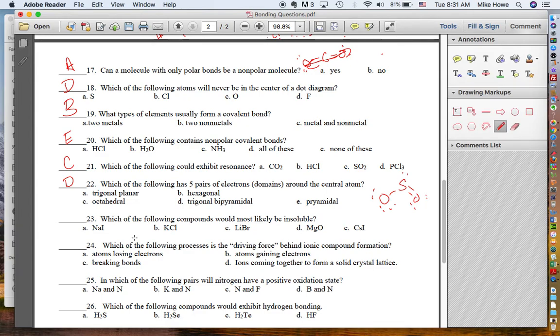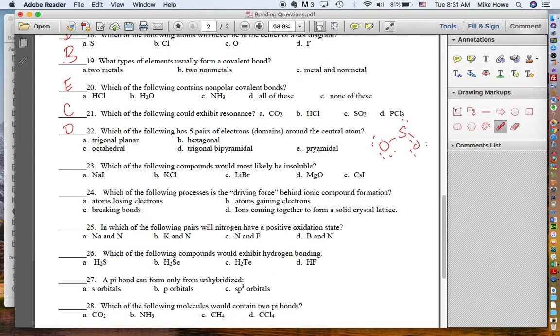Which of the following compounds would most likely be insoluble? Okay, now these, remember we talked about ionic things attracted to water molecules, and we said the things that have the higher charge tend to be insoluble. So which one would that be?